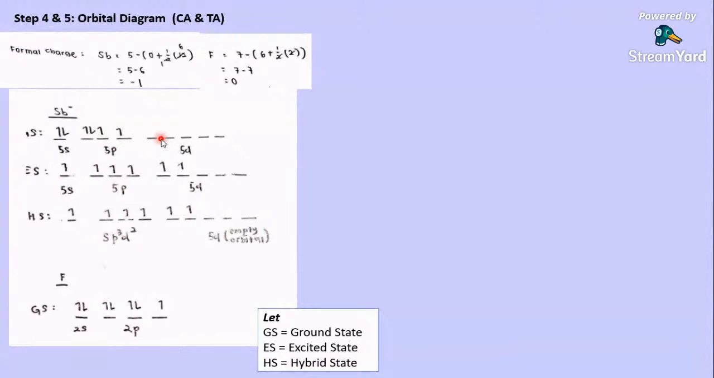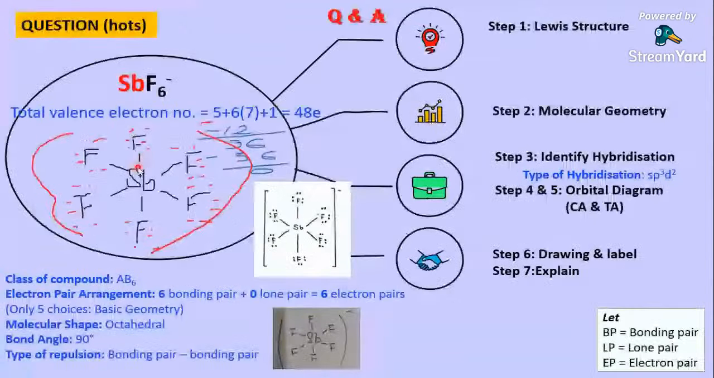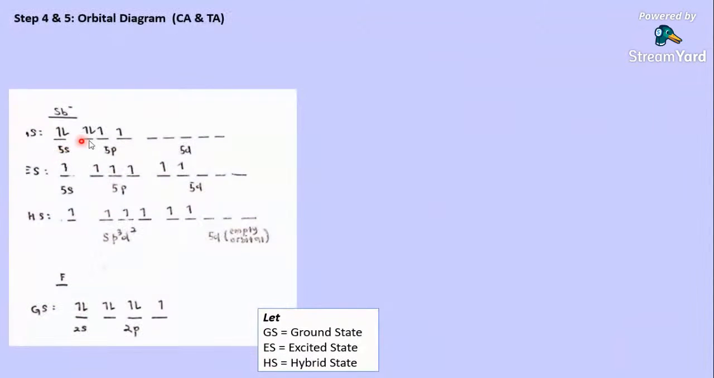Now when you draw the orbital diagram for the central atom, you have to tally with your structure. Just now, how many bonding pairs were there? The answer is 6. But there are only 2 unpaired electrons. Actually it's easier, I have to show you this. You check: 1, 2, 3, 4, 5, 6. You need to form 6 bonds with the fluorine atoms. That's why you need 6 unpaired electrons. But here only 2 unpaired electrons. That's why you need to excite it.